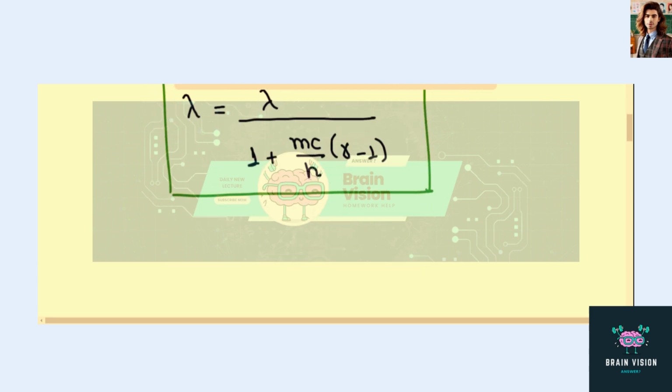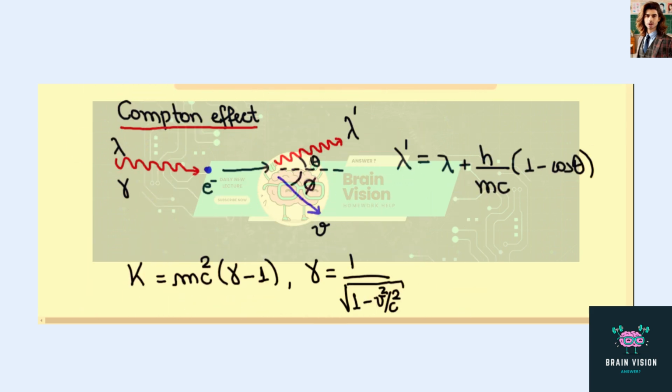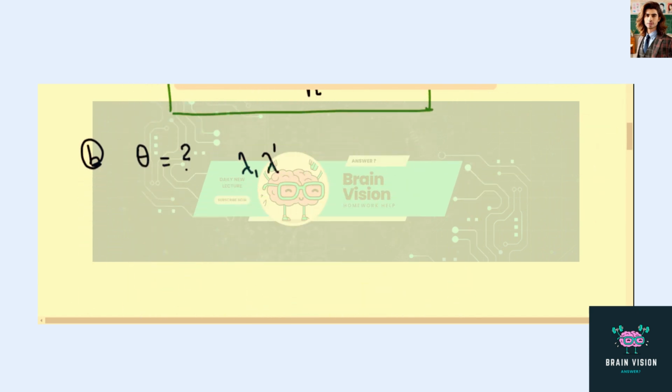Then in question B, we have to find theta as a function of lambda and lambda prime. Notice that the Compton effect formula I wrote up here works for special relativity as well. So even for relativistic scenarios, this formula holds. I can just use it and isolate theta. We have that lambda prime is equal to lambda plus h over mc times 1 minus cosine of theta.